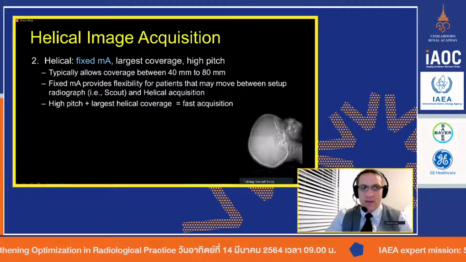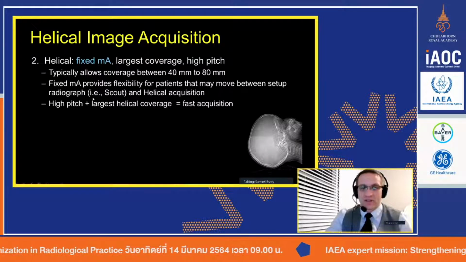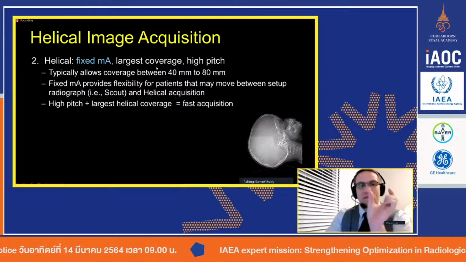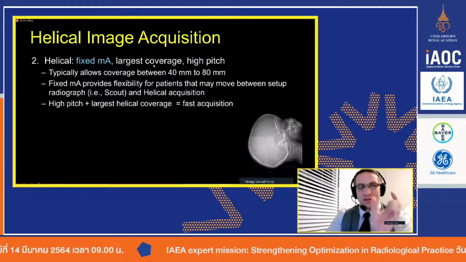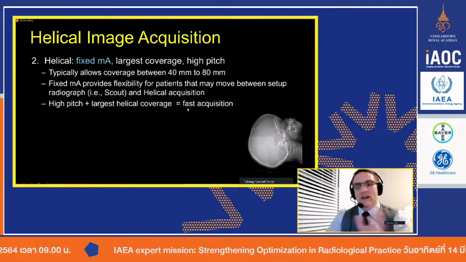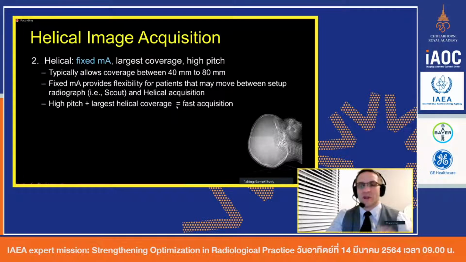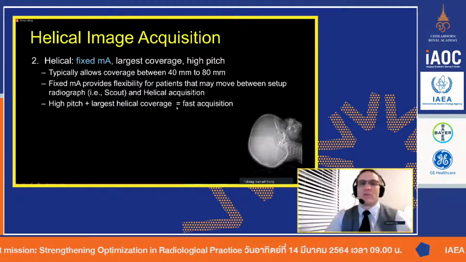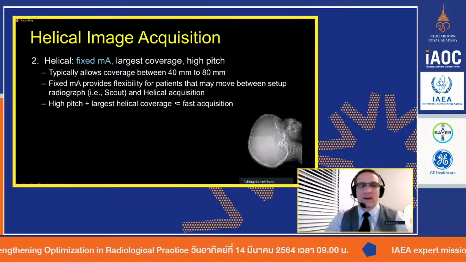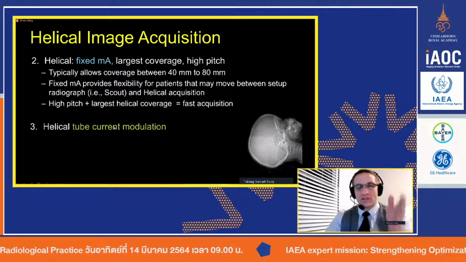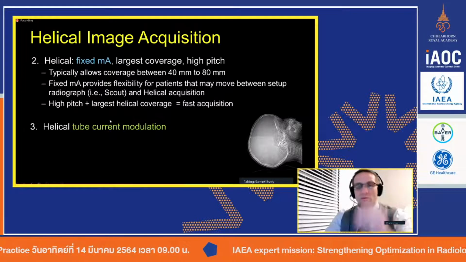So if you use high pitch plus the largest beam width available to helical imaging, that equals the fastest acquisition. Well, I should say the second fastest acquisition. Obviously, the fastest is a single spin at 0.275 seconds. Nothing faster. All right, then there's the third option, which is using helical imaging with tube current modulation.